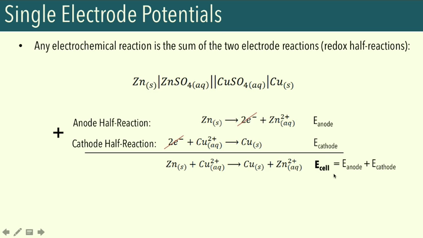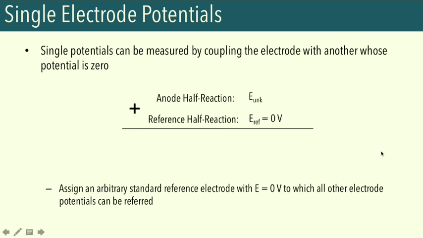But the problem is that it's only potential differences in cells that can be measured experimentally. It's not possible to measure the potential of a half reaction alone, because reduction and oxidation cannot occur independently of one another. In other words, whenever we have reduction, we also have a corresponding oxidation. One way that we can measure single electrode potentials, however, is to couple the electrode with another known potential, particularly one that has been set as a zero potential. This electrode that has zero potential is just an arbitrarily assigned reference electrode. It could honestly be anything, just so long as we all agree on it.